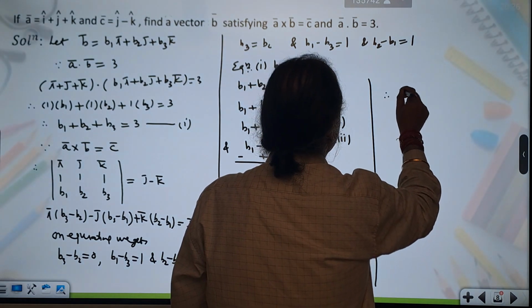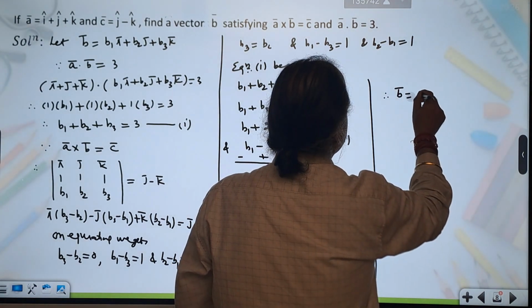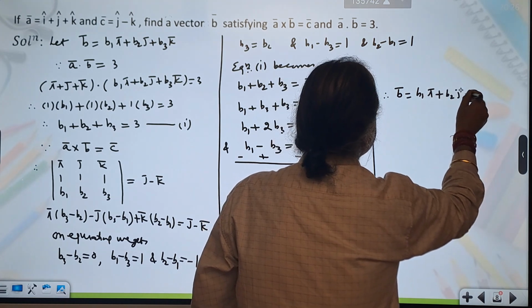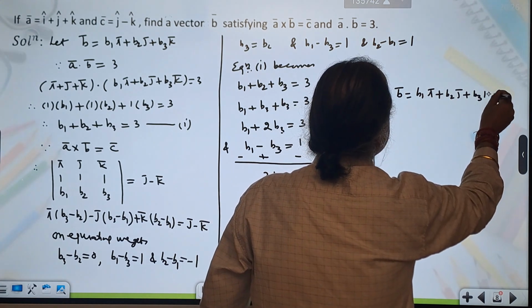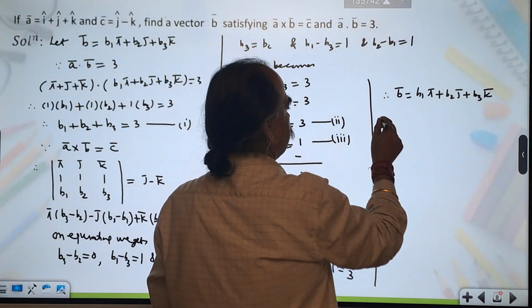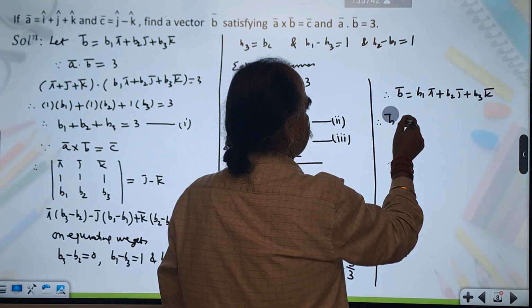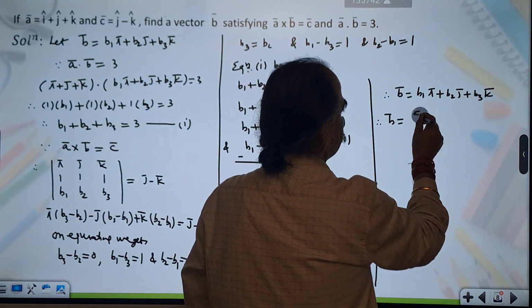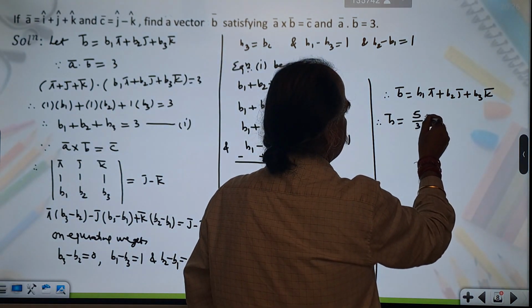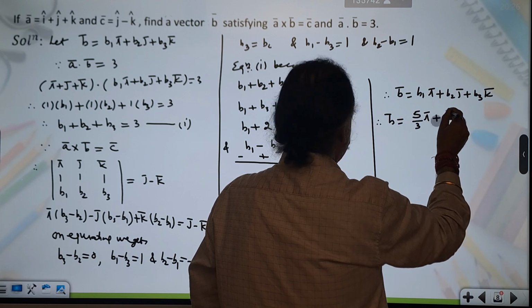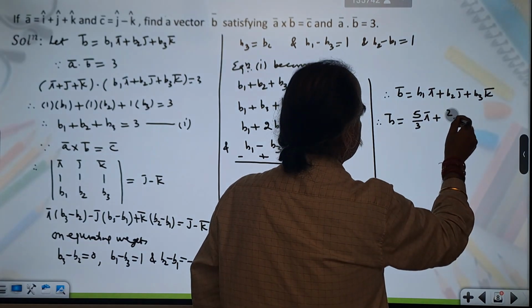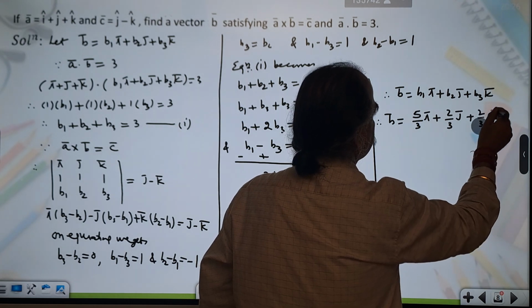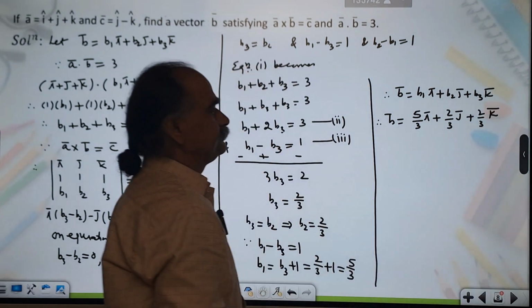Therefore, b bar is b1 i plus b2 j plus b3 k. So b bar is 5 by 3 i bar plus 2 by 3 j bar plus 2 by 3 k bar.